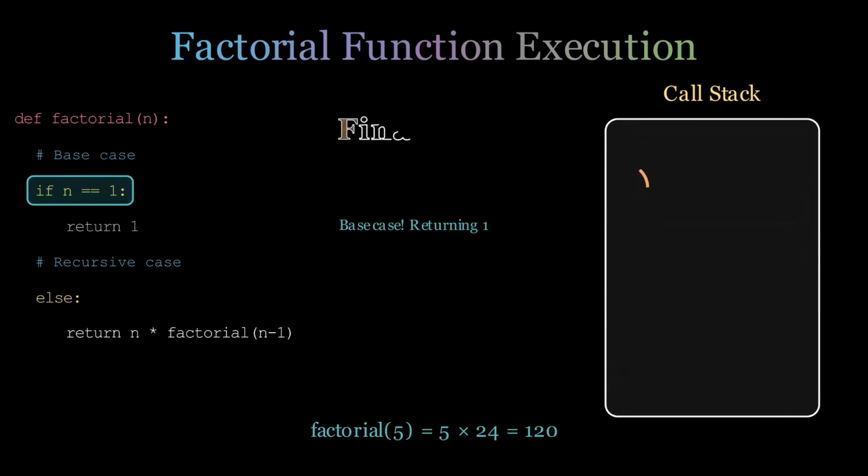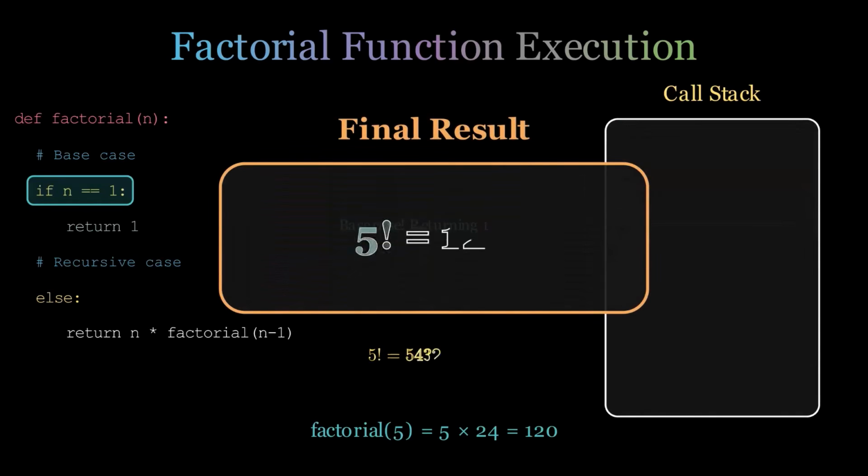5 times 24. The problem is solved not by a single monolithic command, but by delegating responsibility down a chain until the simplest part is found, and then letting the results bubble back up. It's an elegant expression of complexity, built from simplicity.